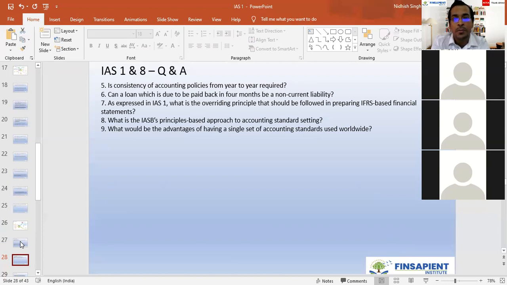The overriding principle is IAS 8. No, it is saying, referring to IAS 1, what is the supreme principle? What is the constitutional, like what are the fundamental rights of the accounting system? What is the one rule that can override all the principles? And that is the true and fair view.